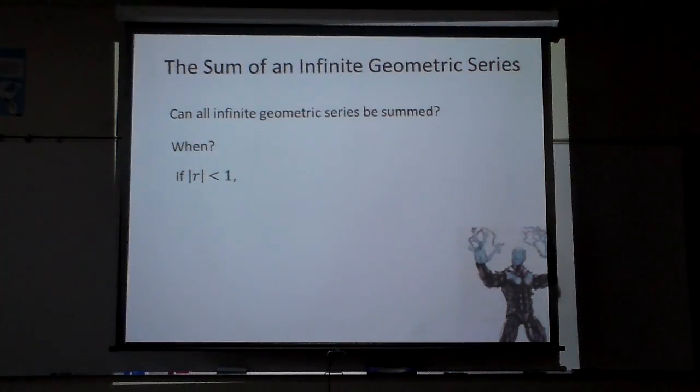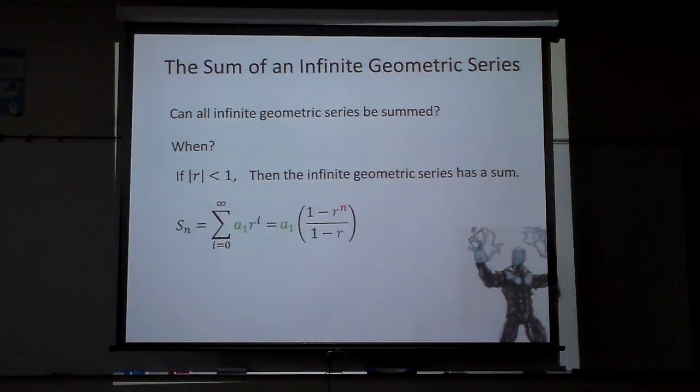Let's suppose this. You can if the absolute value of r is less than 1. Basically meaning it's a fraction less than 1. Doesn't matter whether it's positive or negative. That's what it means. So, let's look at it. It will have a sum if you have a fraction, and by fraction, I mean a fraction less than 1. So let's look at it here.